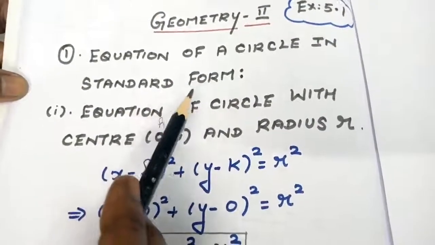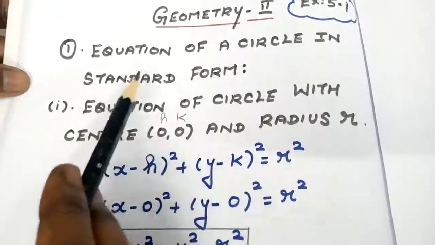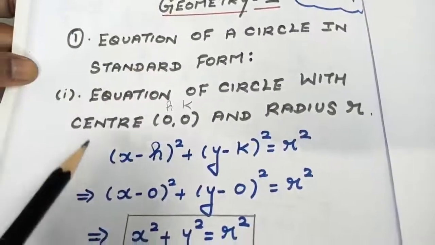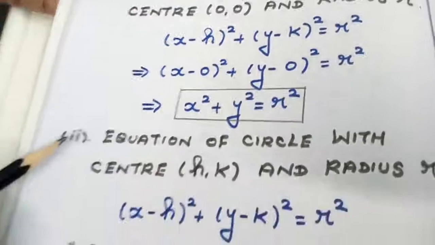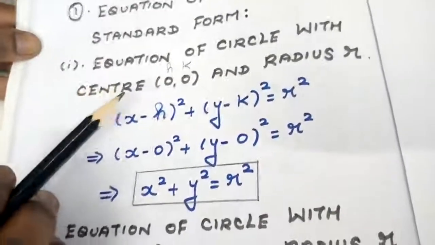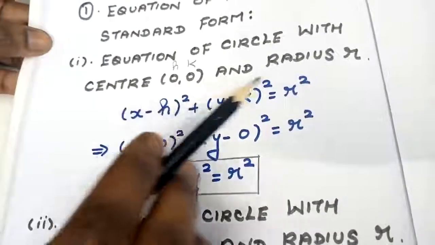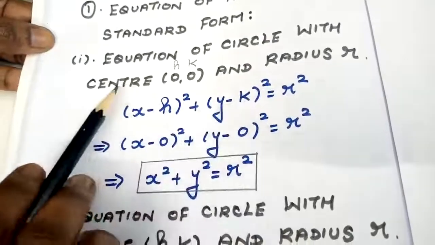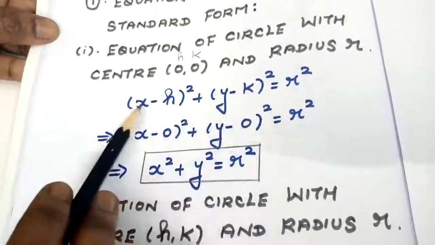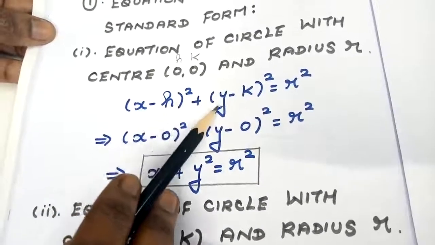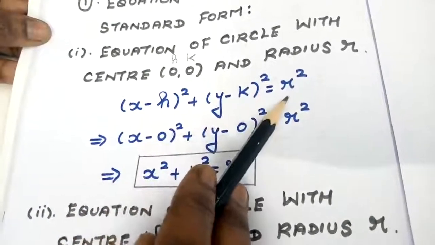If they are going to give you like this, we are going to apply the formulas here. Standard form, they are giving you two formats here. That is, equation of circle with center 0, 0 and radius r. The target is we will be having center and radius, and the main formula is this one: x minus h the whole square plus y minus k the whole square equal to r square.